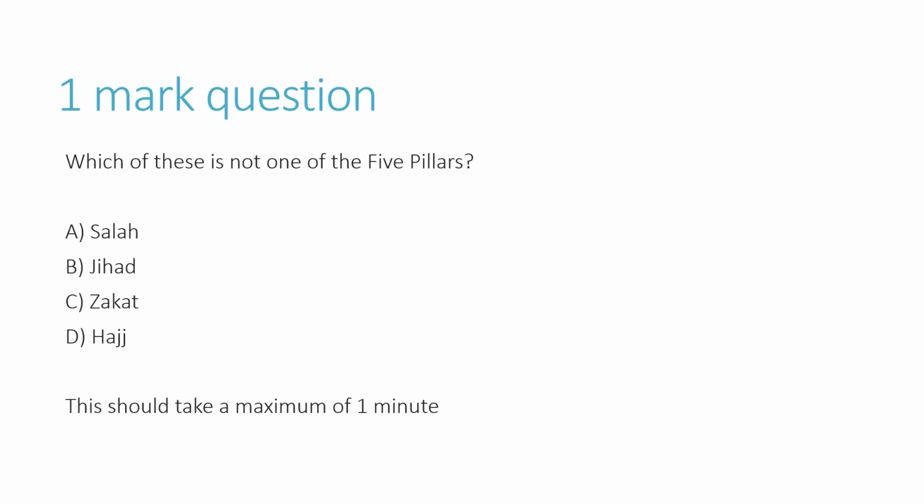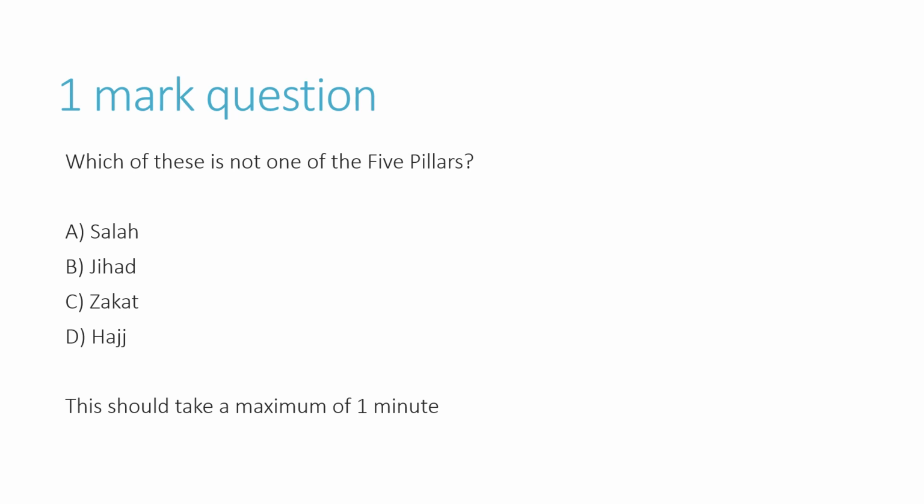So very quickly, the examples that I've got in this PowerPoint are largely from Islam. If you're not doing Islam, hopefully you'll still find the structure helpful, and you can apply it to whichever religions you are studying. So 1-mark question, this is what it might look like on Islam practices. Which of these is not one of the 5 pillars? You choose the one that it's not. So in this case, the answer is B, jihad's not one of the 5 pillars.